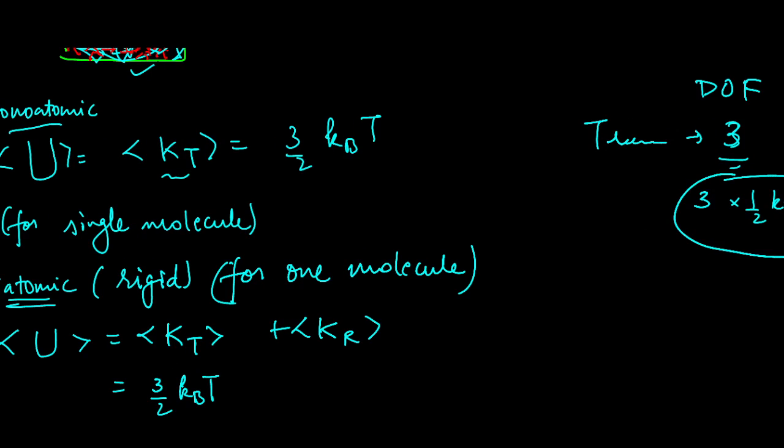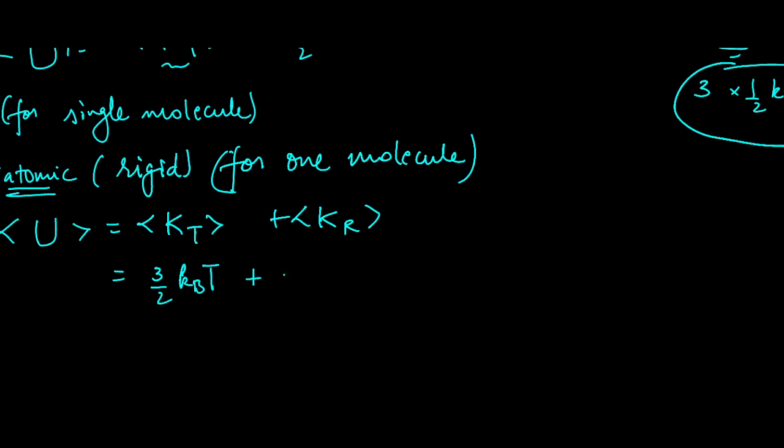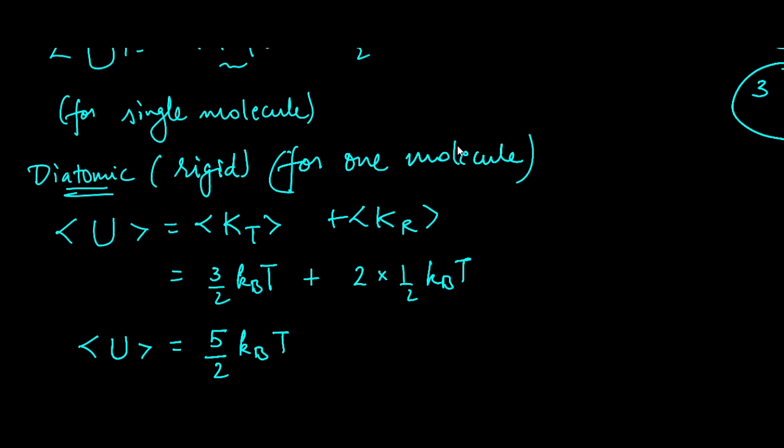Now just like that, do you realize that for rotation here I should write 2 into 1/2 kBT? Yes or no? Why 2 into 1/2 kBT? 2 degrees of freedom. So 2 into 1/2 kBT. So finally this becomes 5/2 kBT. Okay, this becomes 5/2 kBT, for diatomic rigid.